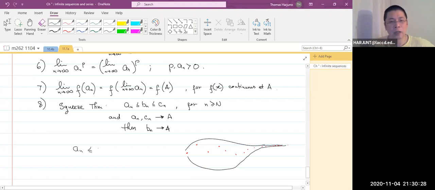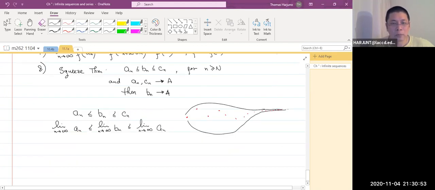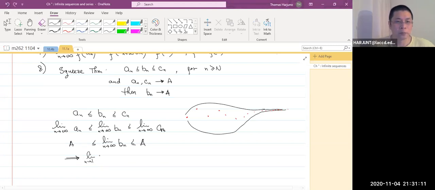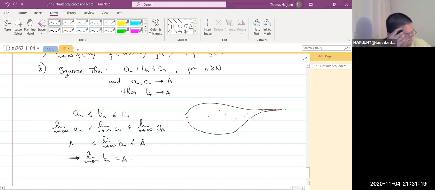So if a sub n is less than or equal to b sub n, less than or equal to c sub n, if you apply the limit, and it happens that the left-hand side has limit A, and the right-hand side also has the same limit A, then consequently b sub n converges to A. Okay, I basically used the squeeze theorem.